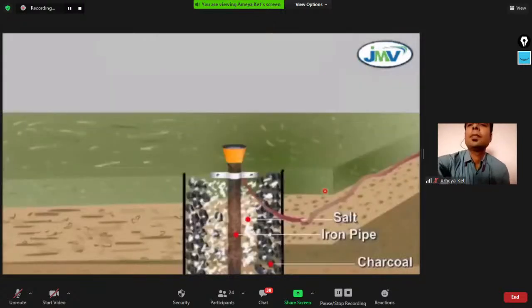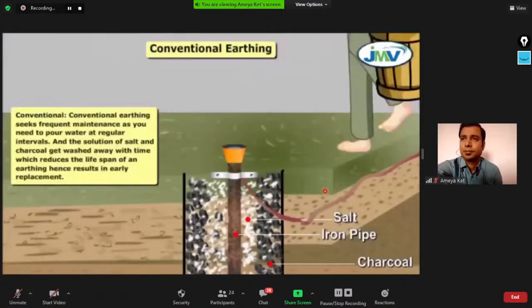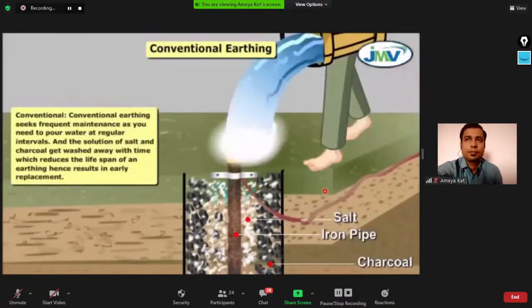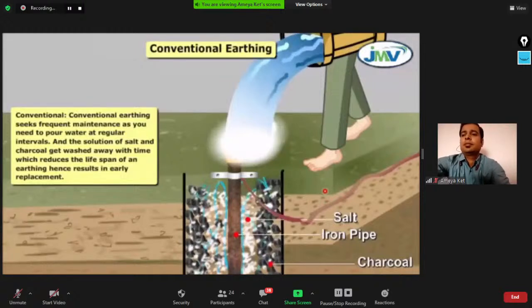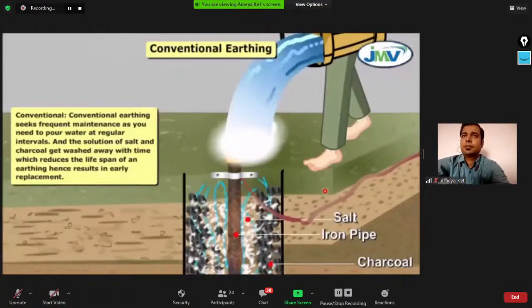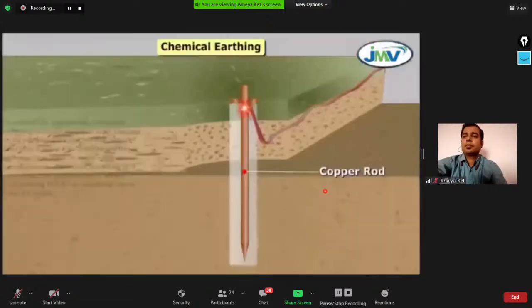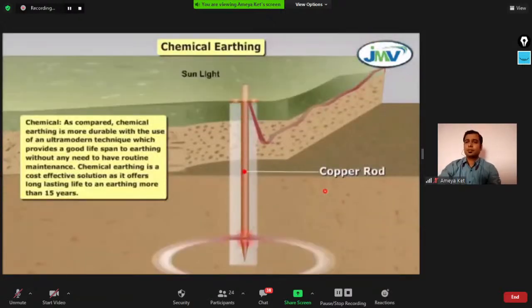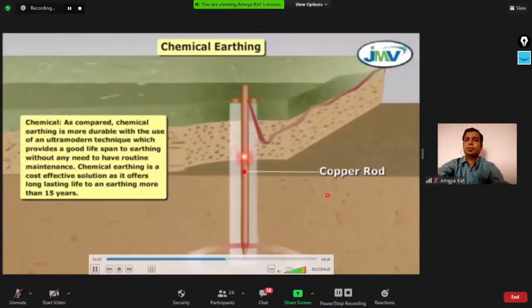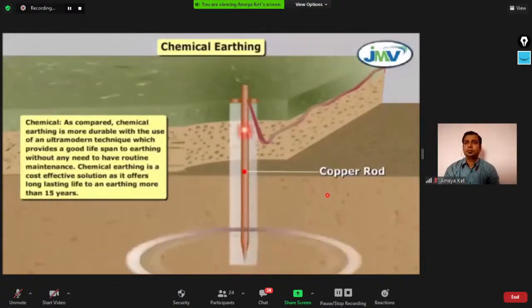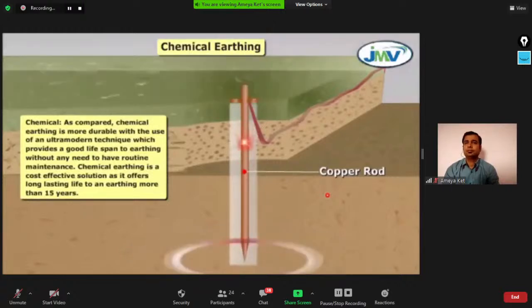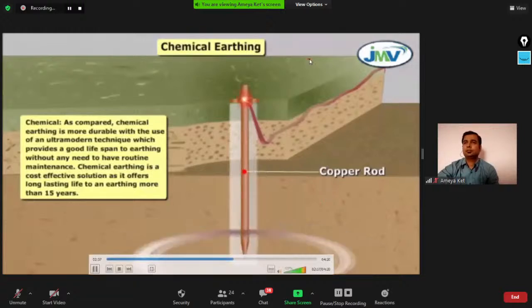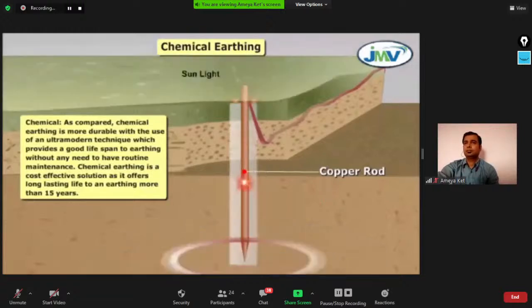Maintenance and replacement. Conventional earthing seeks frequent maintenance, as you need to pour water at regular intervals. And the solution of salt and charcoal gets washed away with time, which reduces the lifespan of an earthing, hence results in early replacement. As compared, chemical earthing is more durable with the use of an ultra-modern technique, which provides a good lifespan to earthing, without any need to have routine maintenance. Chemical earthing is a cost-effective solution, as it offers long-lasting life to an earthing, more than 15 years.